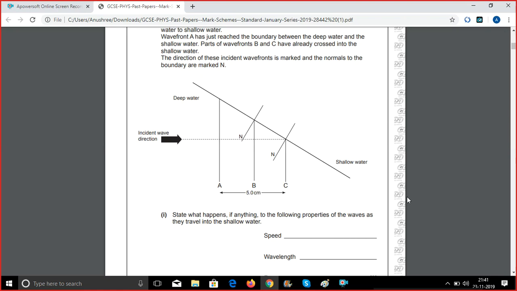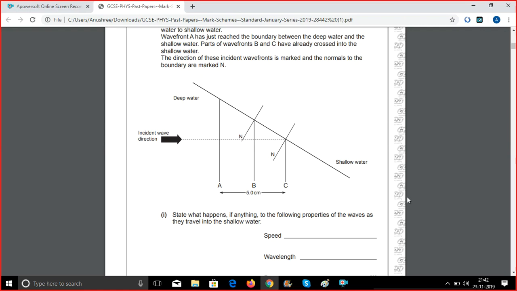Now from denser to rarer medium, I'm asking denser to rarer. Okay. Denser to rarer medium, it speeds up. Yes, it speeds up. That's very correct.